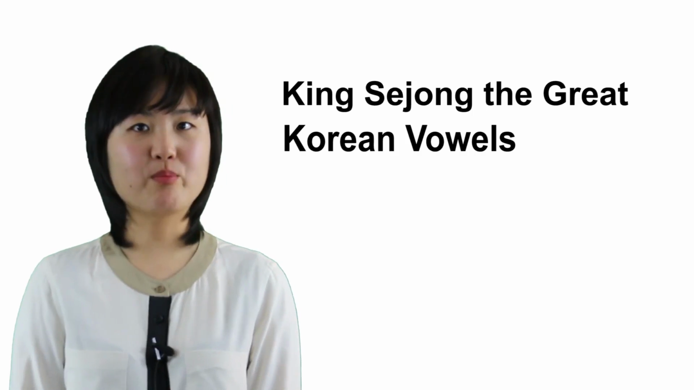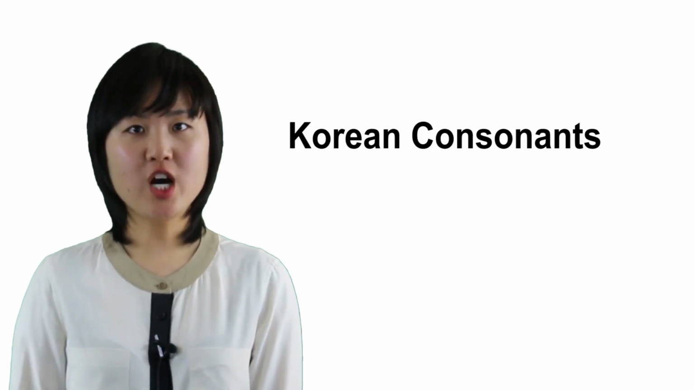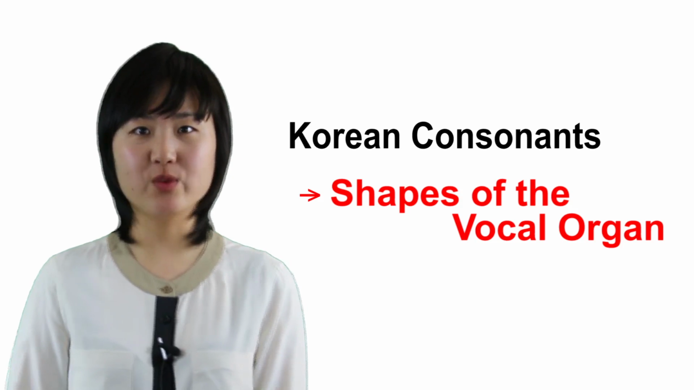I explained that King Sejong the Great created the vowels from the principles of the yin-yang theory. Then what about the consonants? Do you think they're just random symbols? Actually, they're not. Each consonant is made based on the shape of vocal organ when it's pronounced.